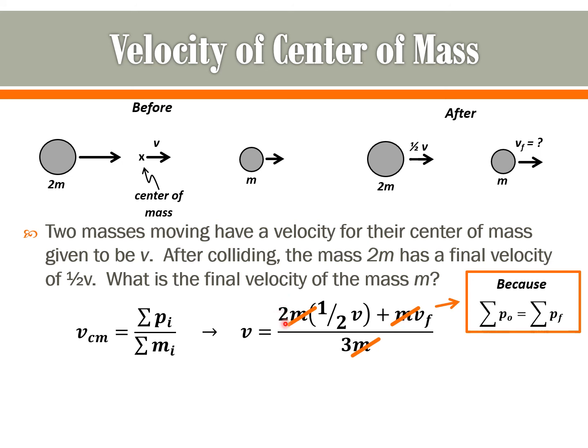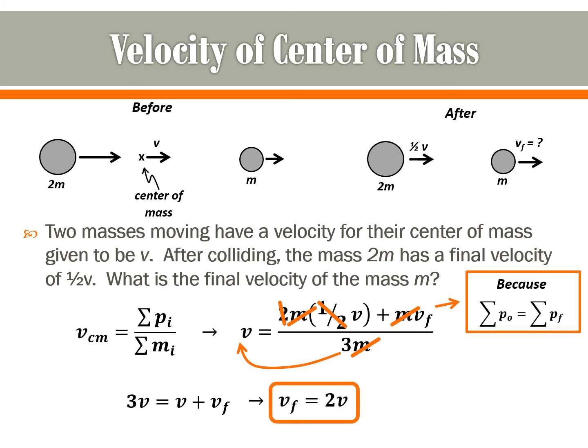You also see that this 2 right here and the 1/2 will cancel as well. And then we take the 3 over to the other side to get rid of the denominator. And what we're left with is 3v. It's going to be equal to, after all this is canceled, v left over here plus the final velocity. Then we subtract v from both sides. We get the final velocity is equal to 2 times the velocity.